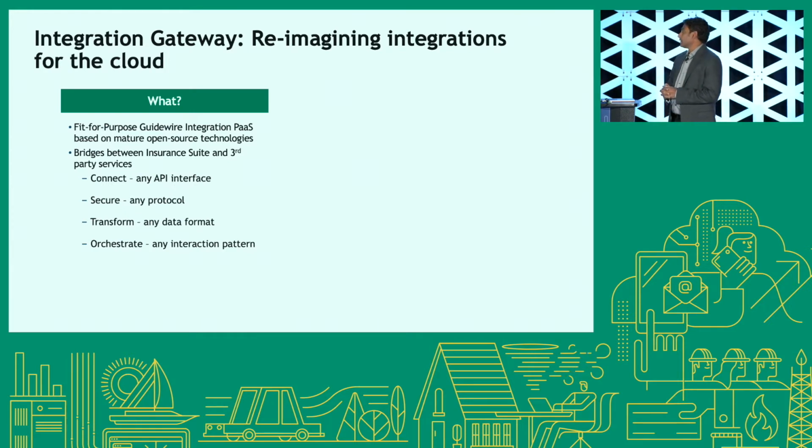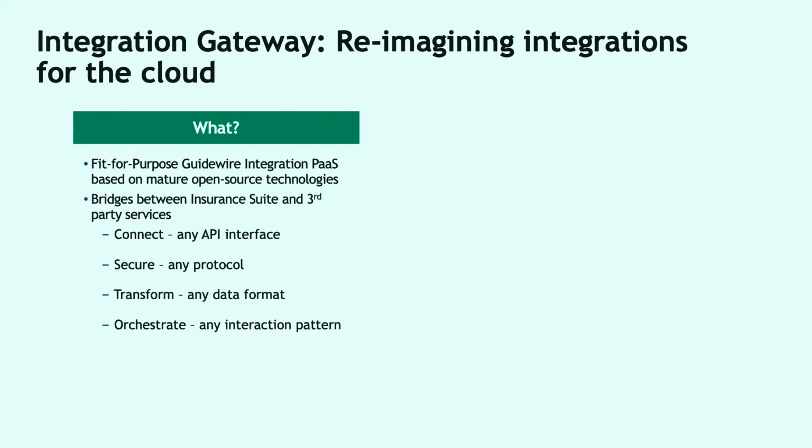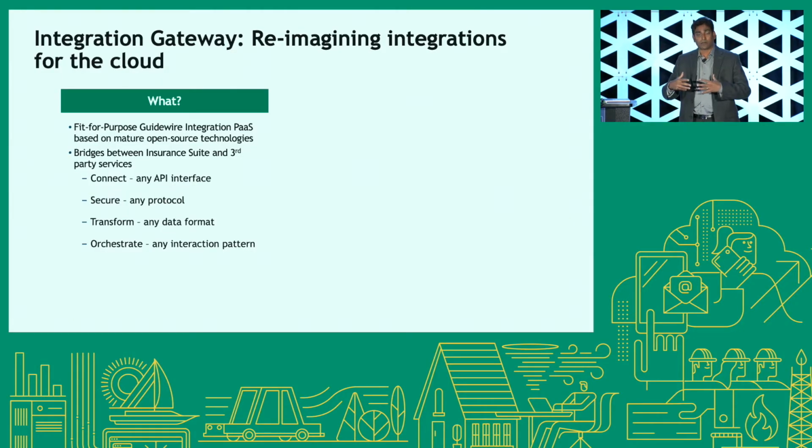Let me spend a minute on what integration gateway is so you get the concept. Integration gateway is a fit-for-purpose iPaaS platform, enabled by open source technologies. It bridges your InsuranceSuite and third-party apps. You could have several third-party apps. It helps you connect with any API, file or messaging system, or even within the Guidewire Cloud platform, where you have cloud APIs and app events. It can connect you with any of those.